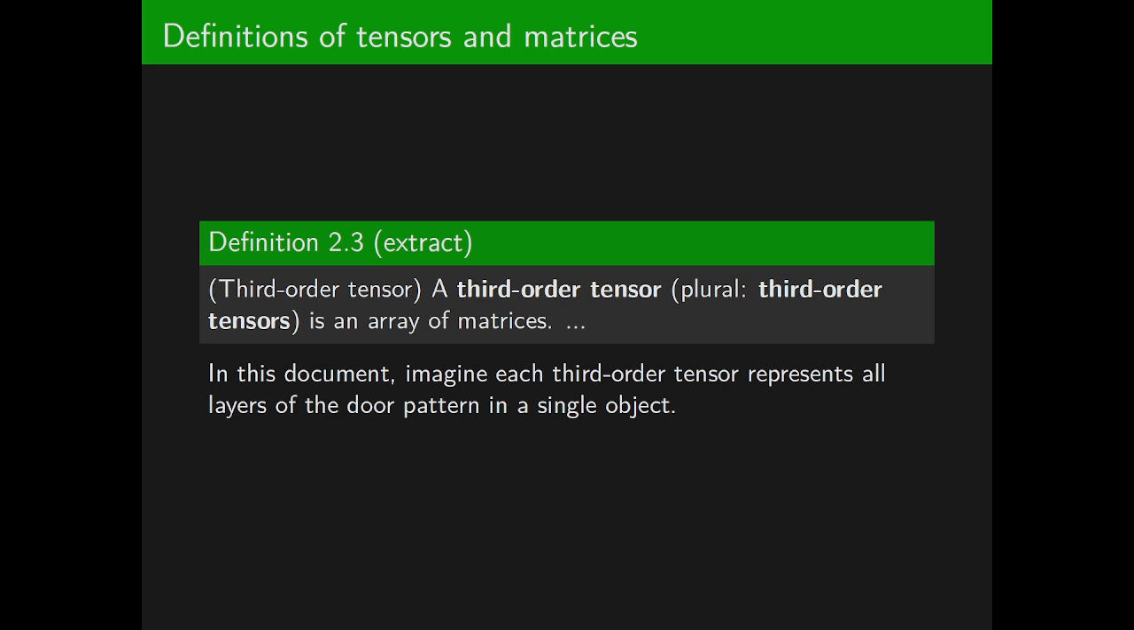But then why do we need this definition? In this document, we are going to represent door patterns with third order tensors, because a third order tensor can represent all layers of the door pattern in a single object. And it's important that we use a single object to describe a door pattern. We don't want to use multiple objects to describe a door pattern. It doesn't work that well. So we define an object that can help us represent door patterns.